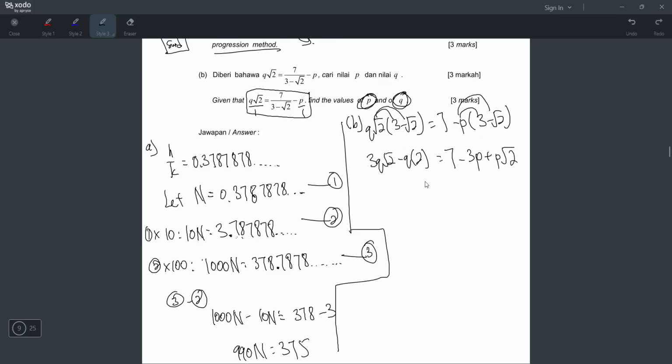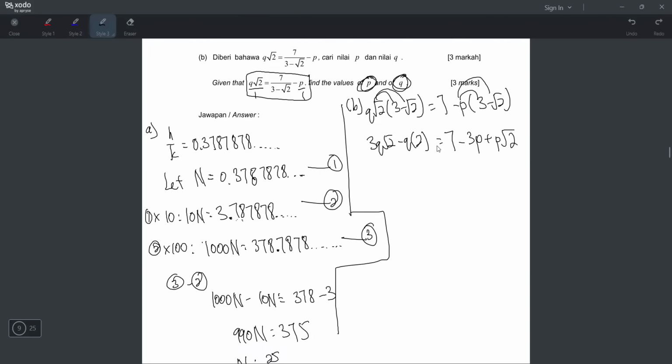And I already told you in the beginning, I will need to compare later. I'll need to banding later. So I'll just arrange it in a way that we can compare. So the 3Q square root 2, I will write it. Minus Q times 2 is minus 2Q, right? And for the right side, I can see there's similarity. Because when you banding, dia mesti ada something yang sama on both sides. So let's find out what's same on both sides so we can compare later. So you can see they both have square root 2. So that would be the key to solving this question. So the square root 2 dia ada. So yang ni pun ada square root 2. So I'm sure I'll be writing the square root 2 first. And the rest, the 7 minus 3P, that one I'll just write it like this.